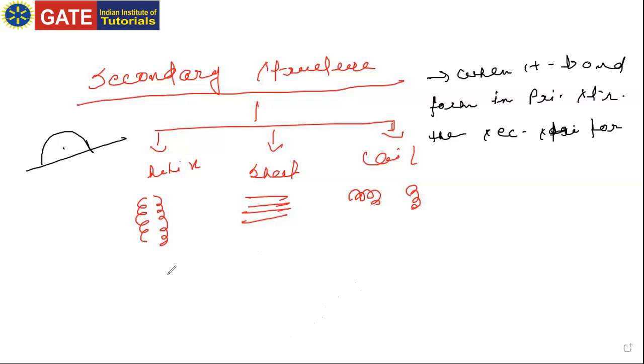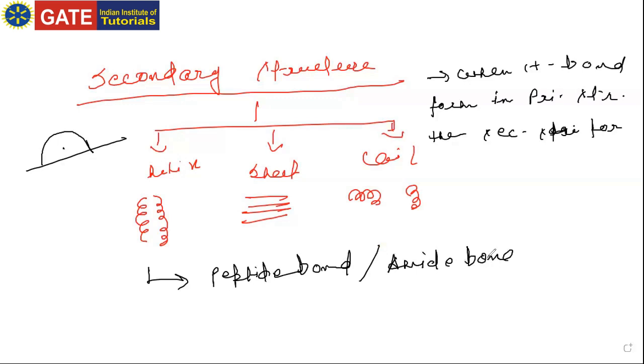So in the secondary structure, which kind of bonds will be there? Peptide bond. You know, the peptide bond is also called the amide bond. Okay, and hydrogen bond. Both bonds will be present in the secondary structure.